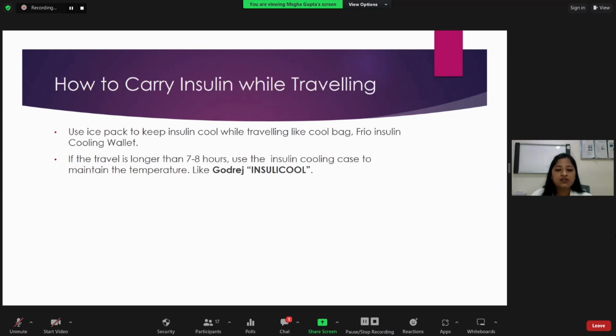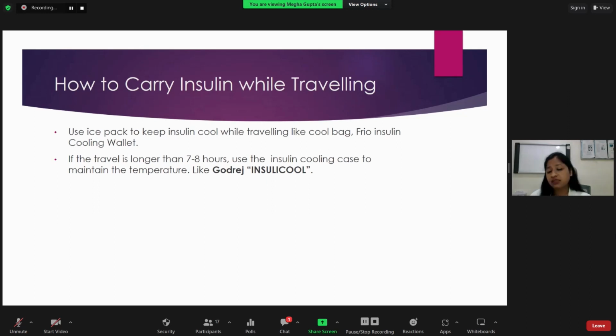How to carry the insulin while traveling? This is a very common question that people ask. I am in a traveling job, so how do I maintain the temperature? Many things come in the market these days. They can use a cool bag or a Frio insulin pouch. These are pouches that come with a coolant. You can keep it in the freezer, put your pens in it and take it along with you. It keeps your insulin cool for 7 to 8 hours.